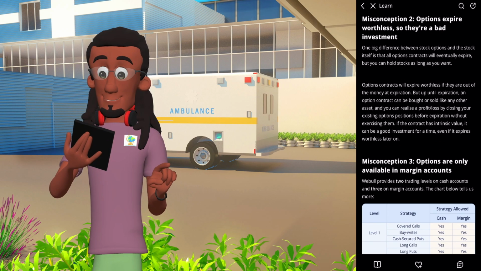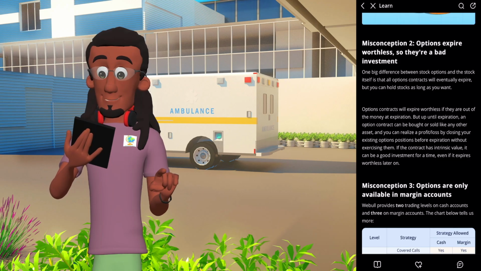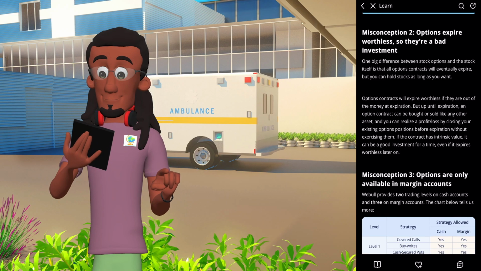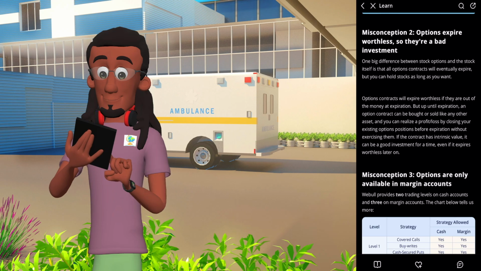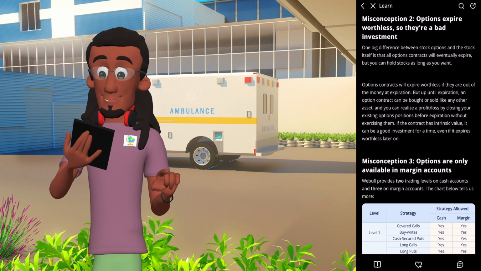One big difference between stock options and the stock itself is that all option contracts will eventually expire, but you can hold stocks as long as you want. Milk expires. All right. That can of black beans does not expire. All right. Option contracts will expire worthless if they are out of the money at expiration.